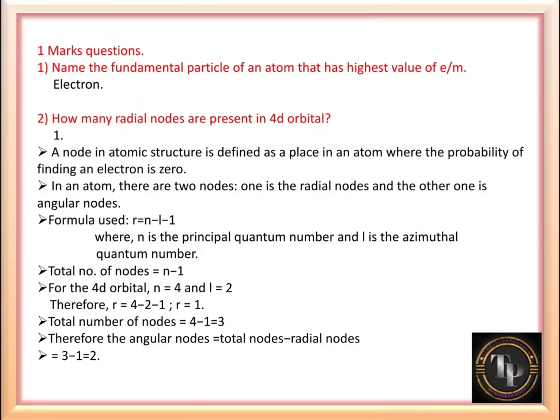Total nodes is equal to n minus 1. n is principal quantum number, l is azimuthal quantum number. Principal quantum number is whatever is given in front of the orbital; for example, if you are given 4p, 4 is the n value. And what about l value? l value is 0 for s orbital, 1 for p orbital, 2 for d orbital, 3 for f orbital. Remember, guys, so easily you can calculate. I hope you followed this example. Therefore, 4d orbital has 1 radial node and 2 angular nodes.